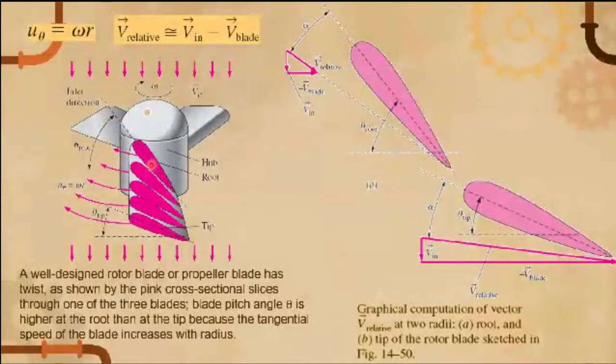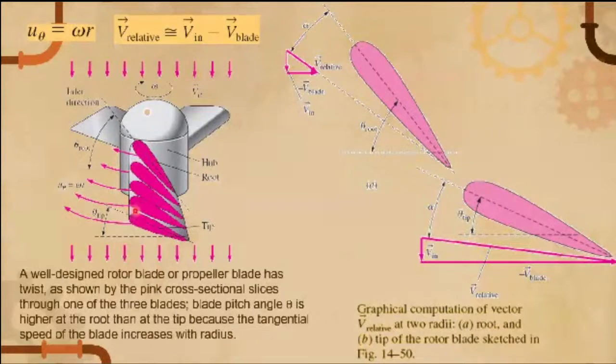Therefore, a well-designed rotor plate will have different angles. And when the angle is different, the pressure will change, if the speed is not the same. Usually with a well-designed plate, from the root until the tip it will twist, and they already do the calculations, so the tangential speed will be different.